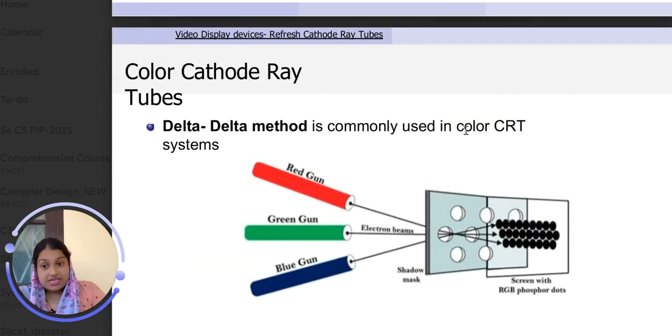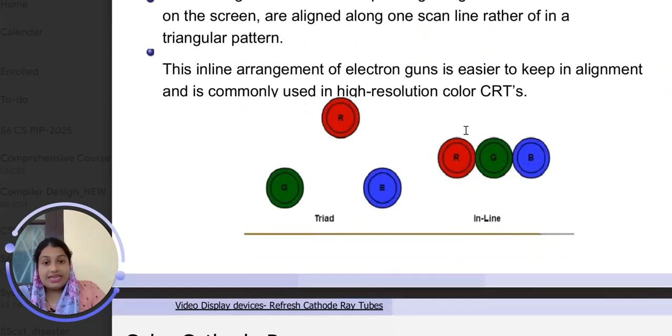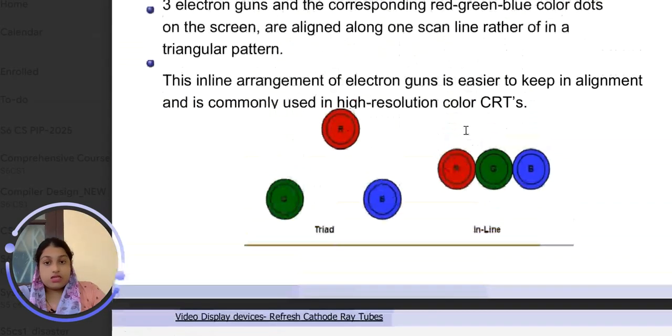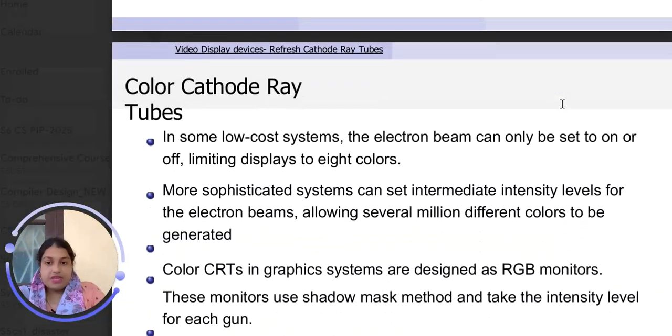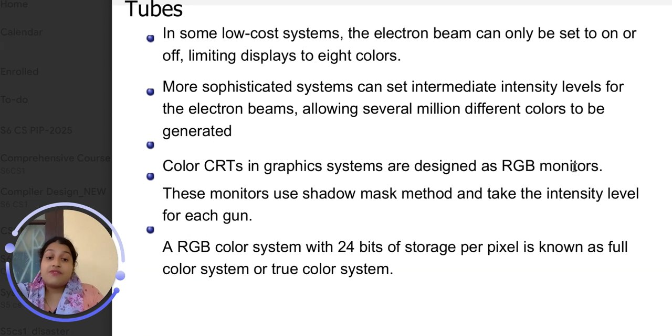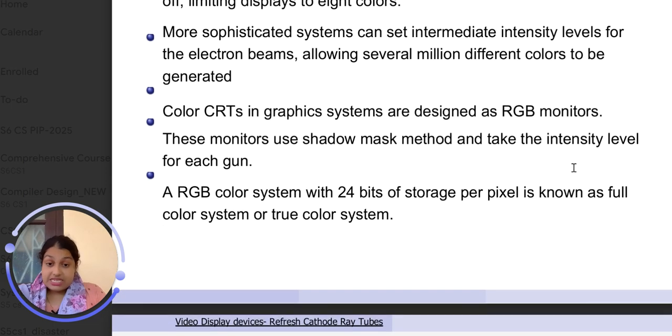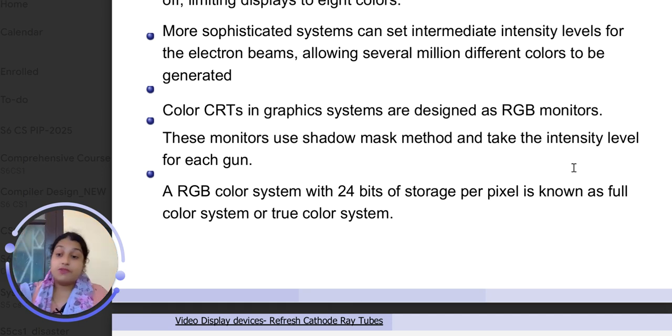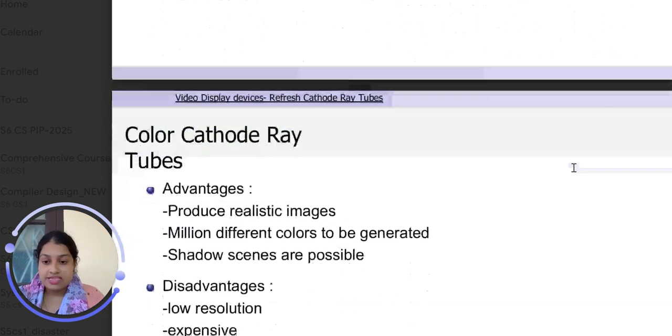Delta-delta method is used in color CRT systems and inline method is used in high resolution color CRT systems. Now, in some low-cost systems, the electron beam can only be set to on or off, limiting displays to 8 colors. More sophisticated systems can set intermediate intensity levels for the electron beams, allowing several million different colors to be generated. Now, color CRTs in graphic systems are designed as RGB monitors. These monitors use the shadow mask method and take the intensity level for each color. An RGB color system with 24 bits of storage per pixel is what we call a full color system or the true color system.